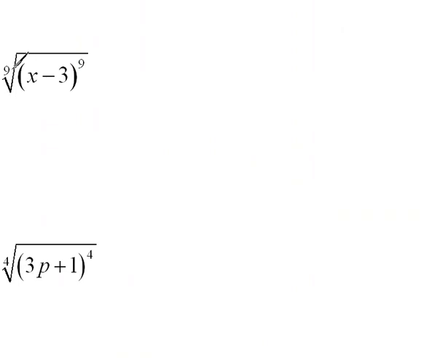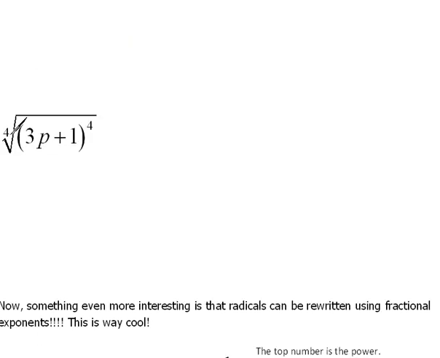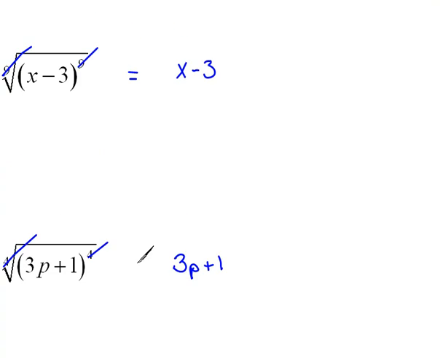So for instance, in this case, we have one that says the ninth root of x minus 3 to the ninth. But if we understand that these are opposite operations of each other, a ninth power undoes a ninth root, then we're left with x minus 3 as our answer. And again, if a fourth power undoes a fourth root, because they're opposite operations, then we're just left with 3p plus 1. Now, one of these answers is correct as is. The other one needs something else.